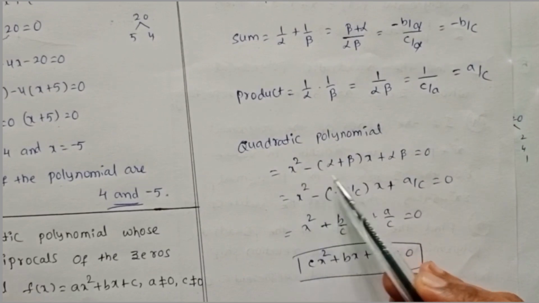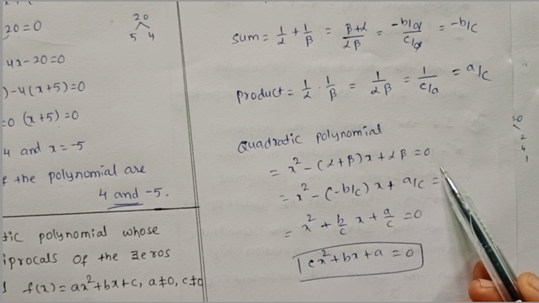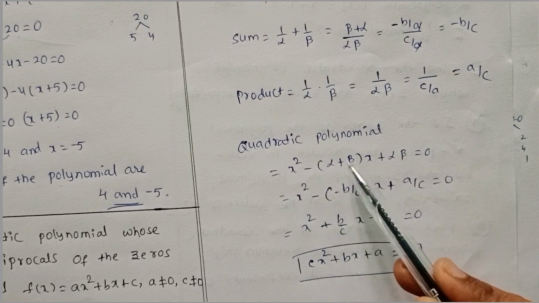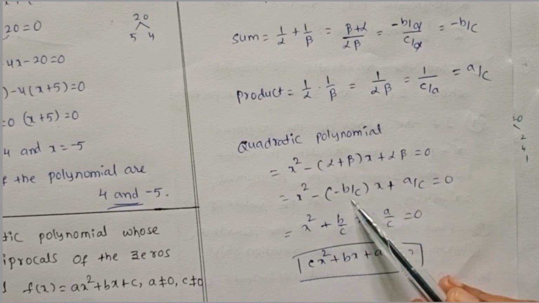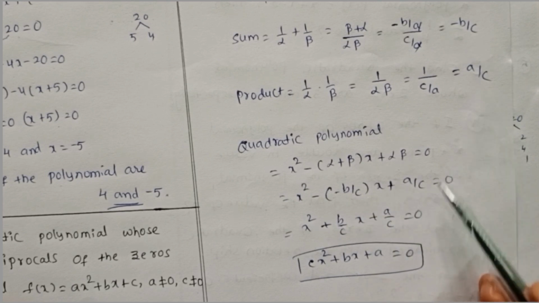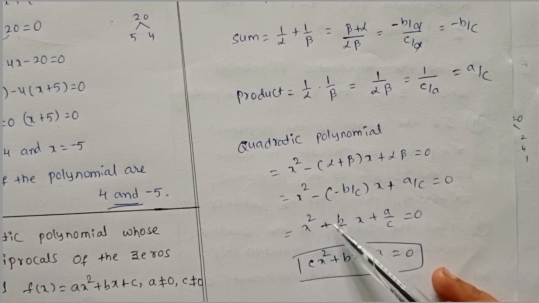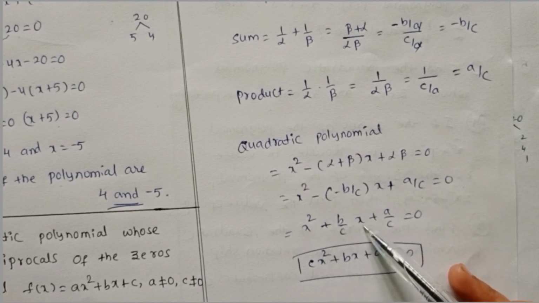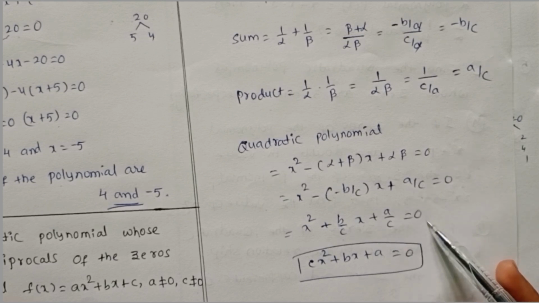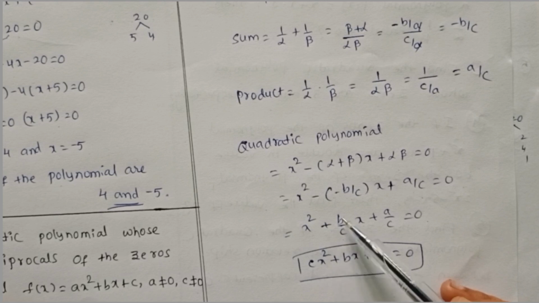Now substitute these sum and product values in the quadratic polynomial. So that is x square minus (alpha plus beta) into x plus alpha beta is equal to 0. x square minus (alpha plus beta) value we know, that is minus b by c, x plus alpha beta value is a by c, is equal to 0. That is x square minus into minus, plus b by c x plus a by c is equal to 0. LCM is c here. So c into x square: cx square plus bx plus a is equal to 0.